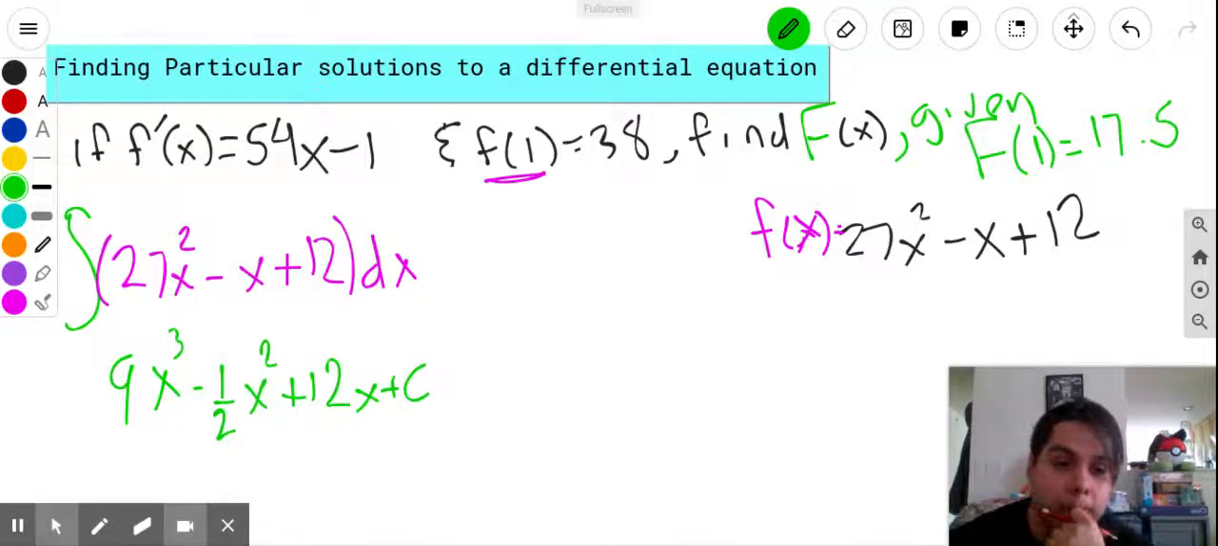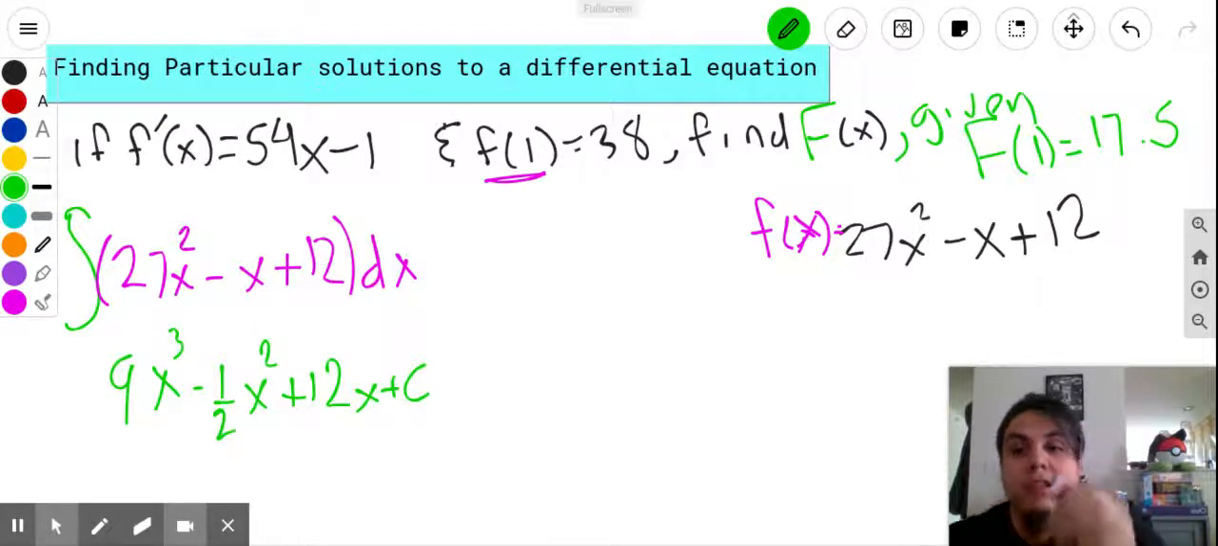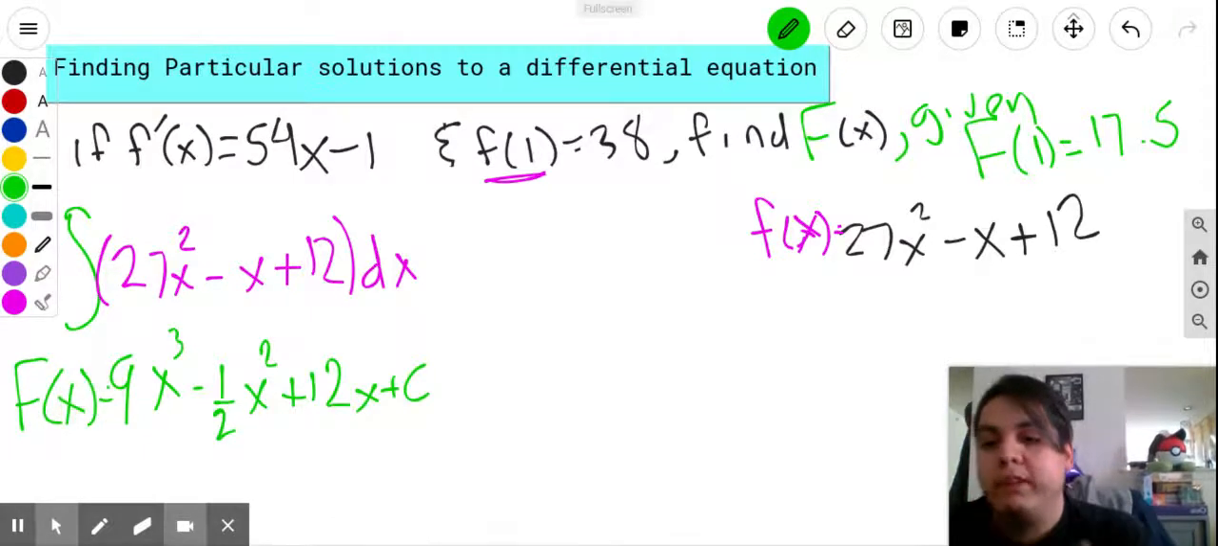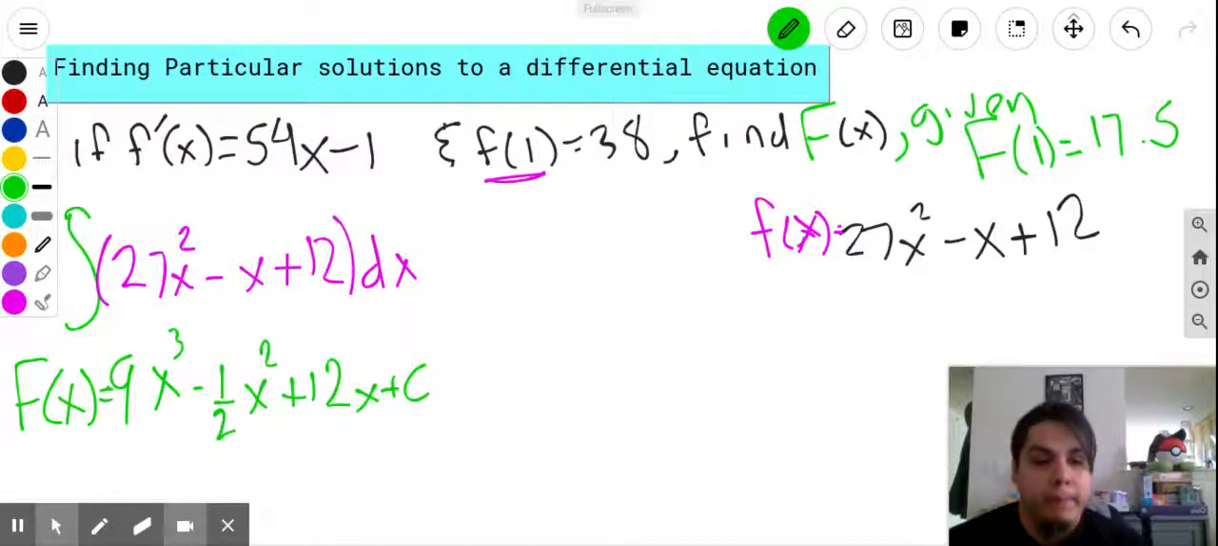Okay, so here's what we need to do. Now that I have this, this represents what F of x should be if I didn't have an extra piece of information, right? I know it needs to have the 9x cubed. I know it needs to have that negative 1 half x squared and a positive 12x plus some constant. Now I need to figure out exactly what that constant is.